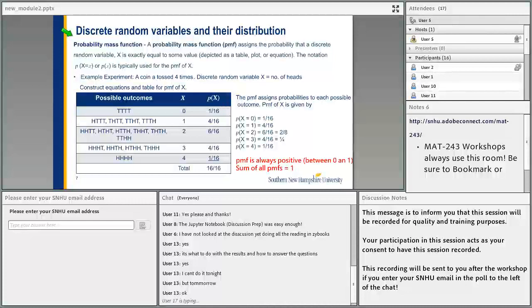So discrete random variables and their distribution. Before we look at the definition on the top, let's look at the table and the experiment. So the example experiment is a coin is tossed 4 times. The discrete random variable x is the number of heads. Construct equations and table for PMF of x.